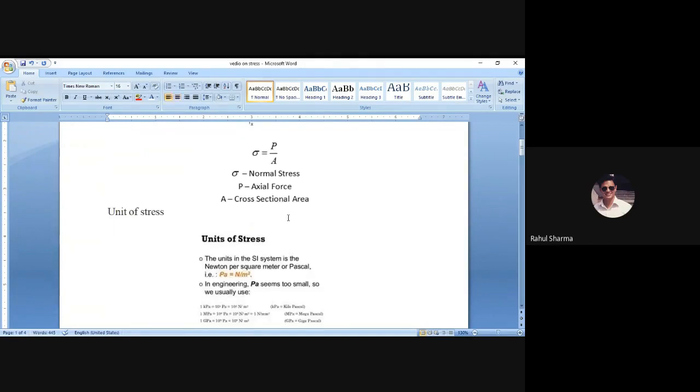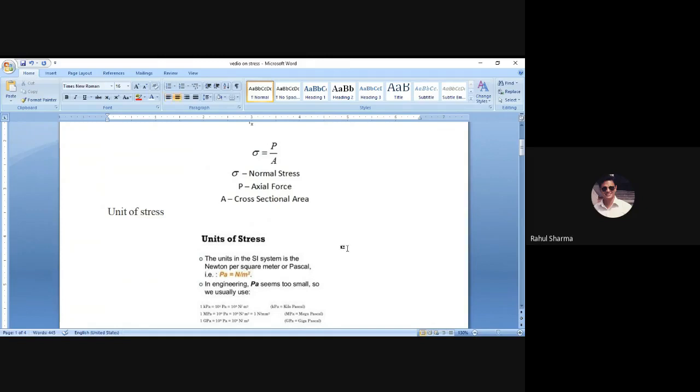Basically, the unit of stress can be calculated by using the formula P upon A, where P is load and A is the cross-sectional area. And we know that the unit of P is Newton and the unit of A is square meter. These are the SI units, right? So we will get the unit of sigma as Newton upon square meter. This Newton upon square meter equals 1 Pascal. This means 1 Pascal equals 1 Newton per square meter.